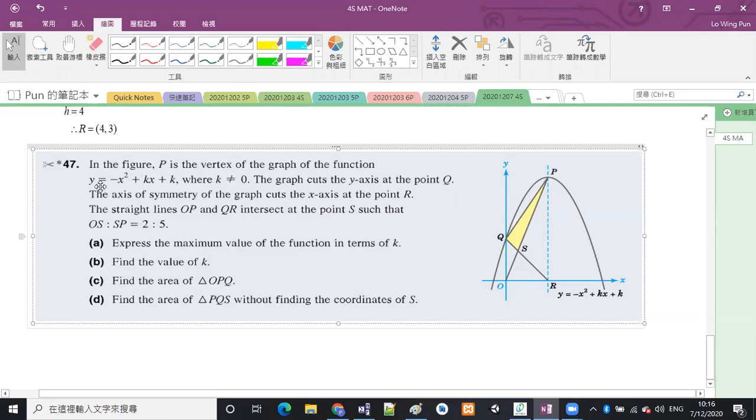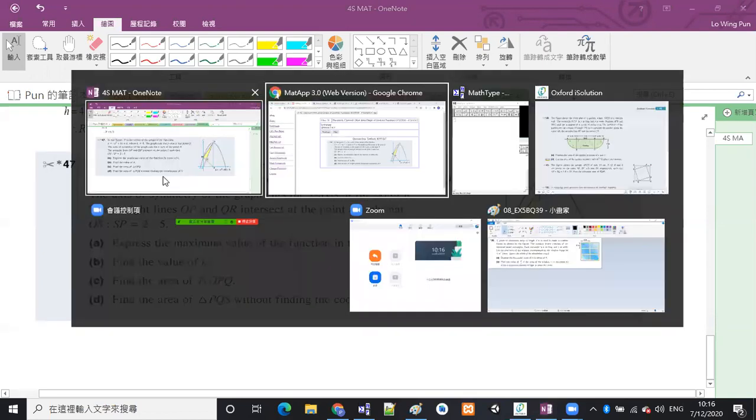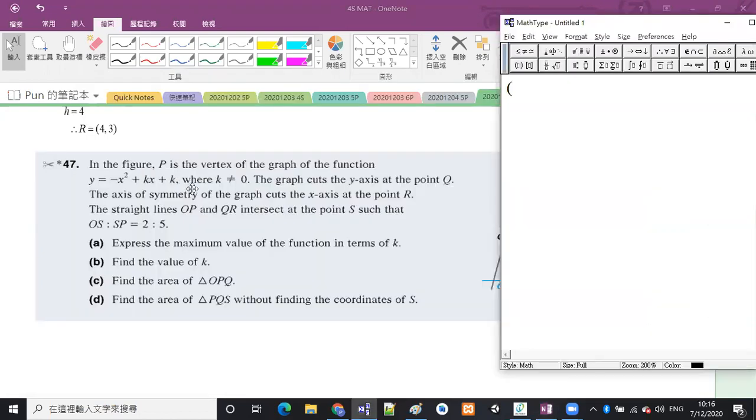The function is y equals negative x squared plus kx plus k. And now I want to find the maximum value just in terms of k. In terms of k, that means we can keep the k in the answer, right? We don't need to find k. So for the original y equals negative x squared plus kx plus k, we only need to use the method of completing the square to turn it into a, h, k form, because we don't need to find k.